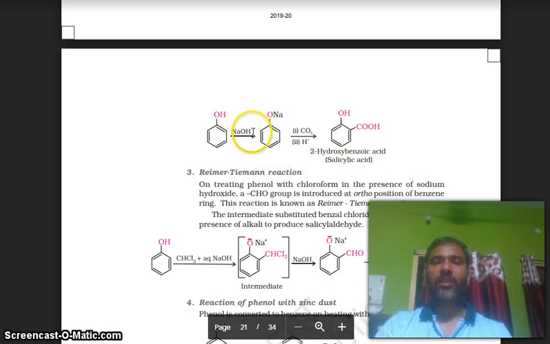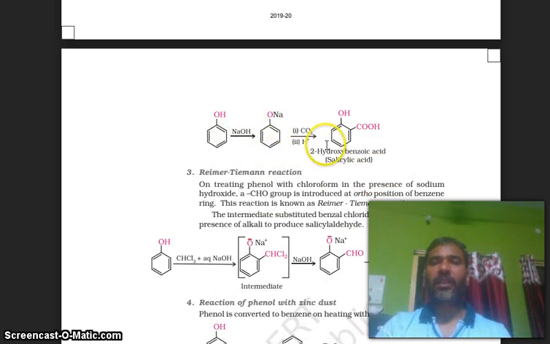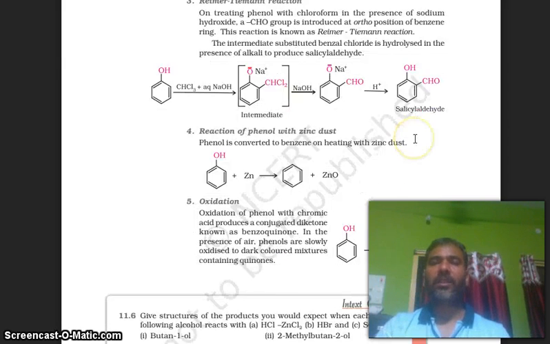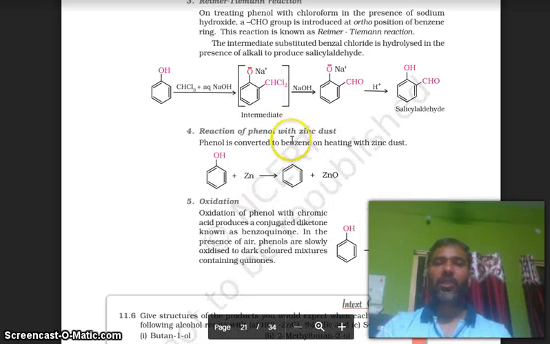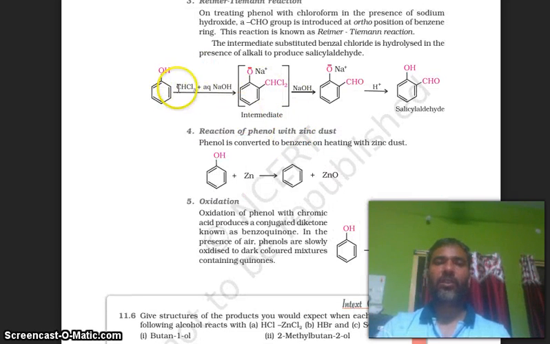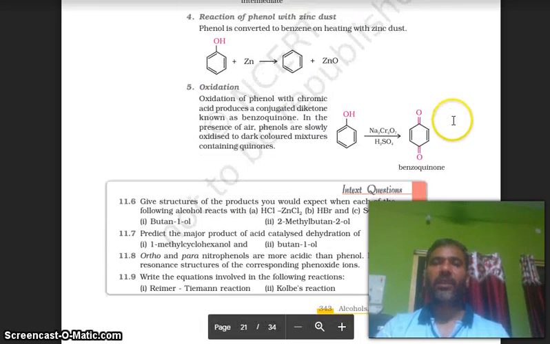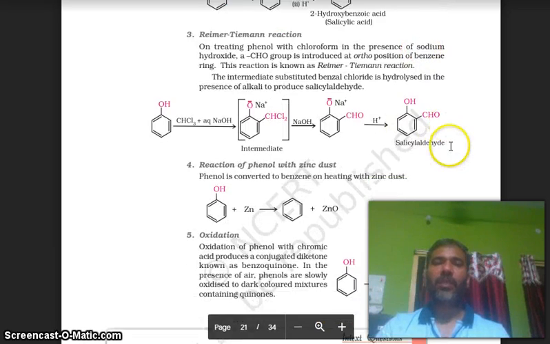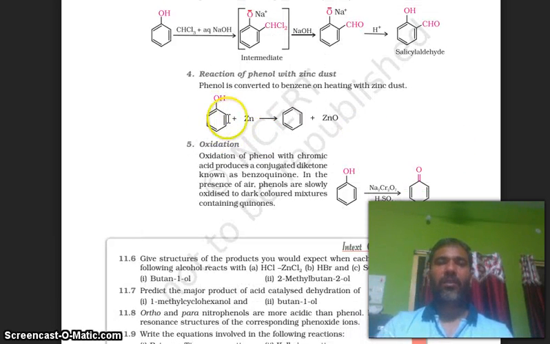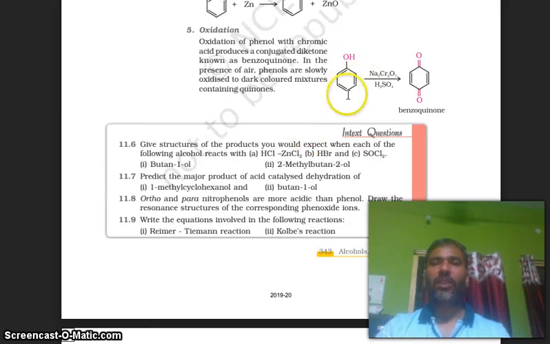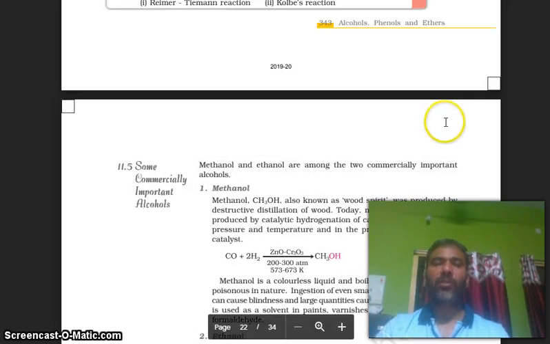You see this gives the sodium phenoxide, and reacting with carbon dioxide gives salicylic acid. Reimer-Tiemann reaction is one of the most important reactions of phenols. Chloroform and NaOH give the intermediates and then salicylaldehyde. This is a very good starting material. If you have the phenol, reacting with zinc gives benzene. Oxidation of phenol gives benzoquinone.